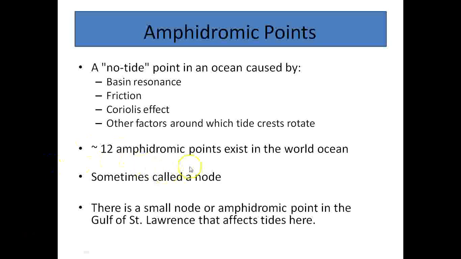There's approximately 12 amphidromic points that exist in the world ocean, and they're sometimes called a node because at that point there is no tide, so it doesn't rise or fall. There's a small node that's in the Gulf of St. Lawrence, and that can affect our tides around here.